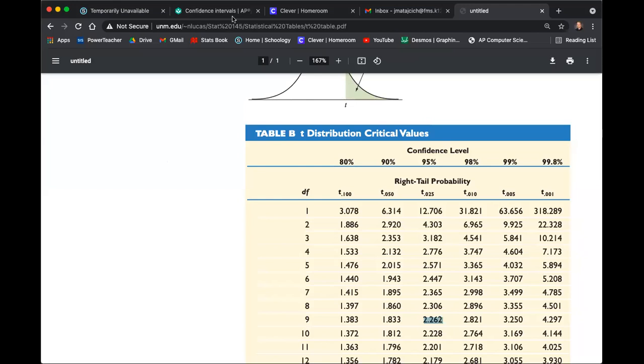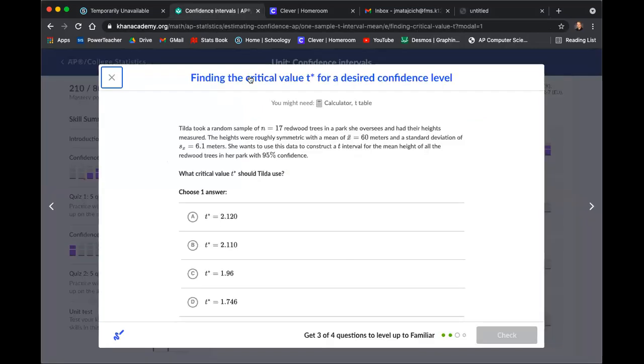Go over here and here. Just make sure I clear everything. Okay, practice problems are right here. This problem is about finding critical t values, which is really the focus for today. It looks like this person took a random sample of 17 different trees, measured their heights, and found some sample data. She wants to construct a t interval for the mean height of all the redwood trees in our park with 95% confidence.